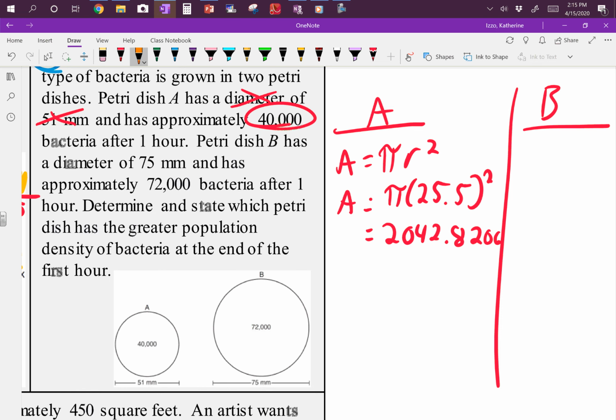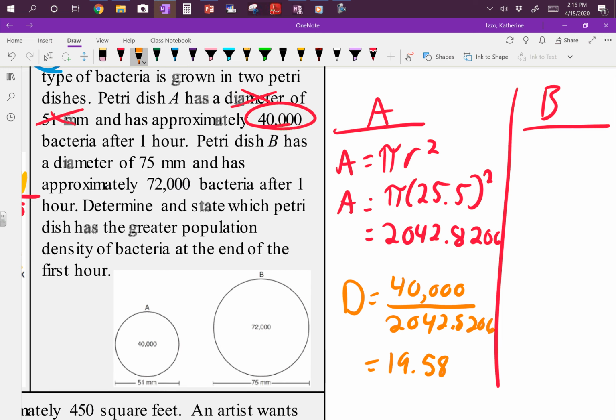That's not happening. Okay, so density is how many we have, spread out, divided up into how much space we've got. So we're going to take the 4,000 and divide it by this beautiful number that we just came up with, and the density is about 19.58 bacteria for every 1 millimeter squared. They're crammed in there. Okay, let's talk about B.